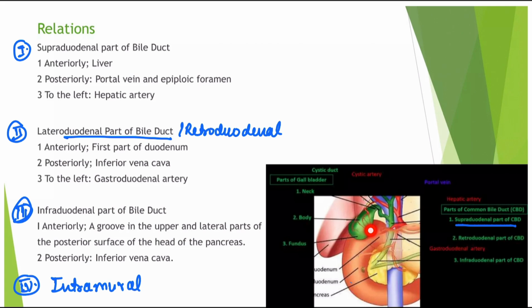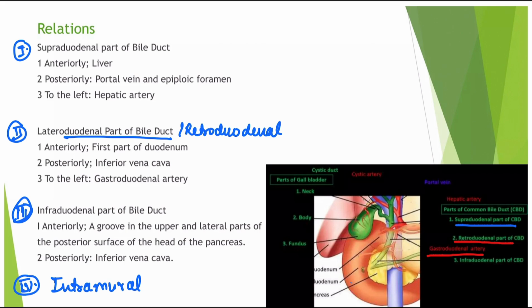Now come to the retroduodenal part. This part is the retroduodenal part, and this is the whole retroduodenal part. So you can easily see behind the retroduodenal part is what? This is the whole inferior vena cava, and to the left is the gastroduodenal artery. Then anteriorly, this is the first part of the duodenum.